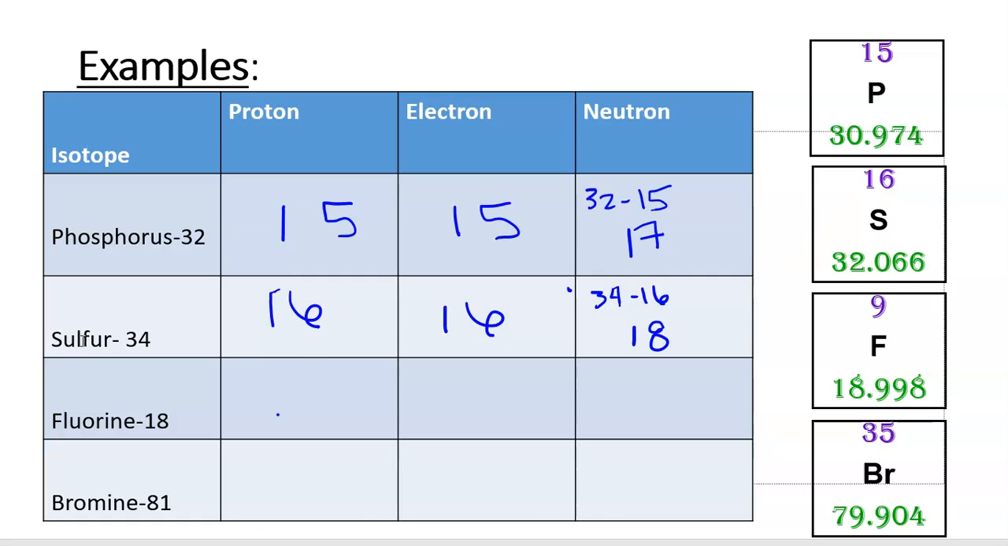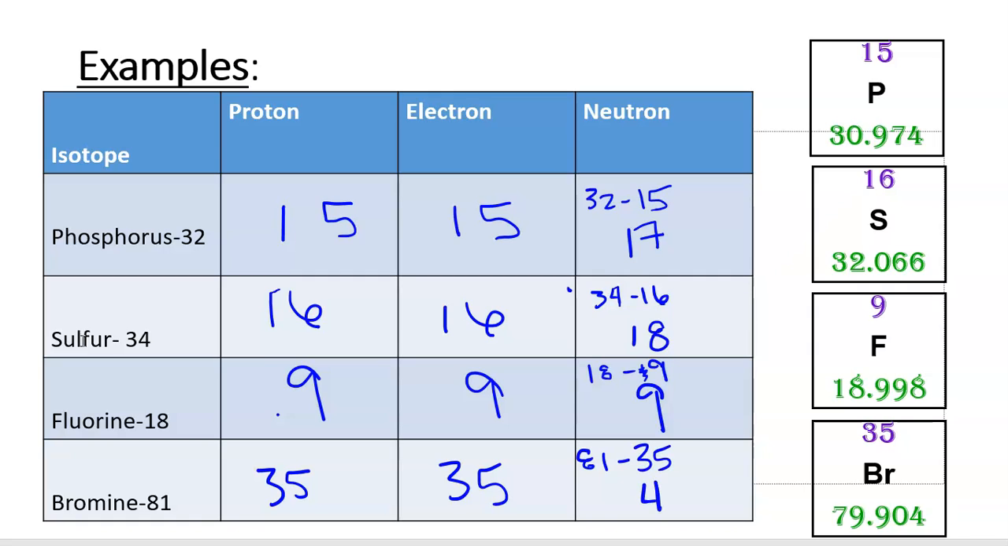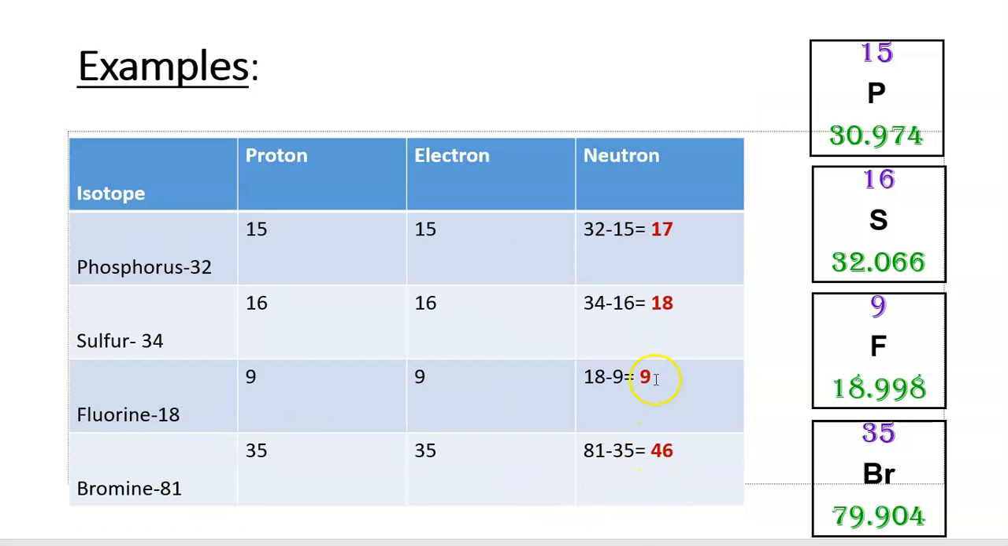Fluorine has 9 protons, 9 electrons, and 18 minus 9, not 19, 9, has 9 neutrons. And then bromine has 35 protons, 35 electrons, and 81 minus 35 equals 46 neutrons. And we can just check our work. And that's correct, 36, 9, 18, 17.